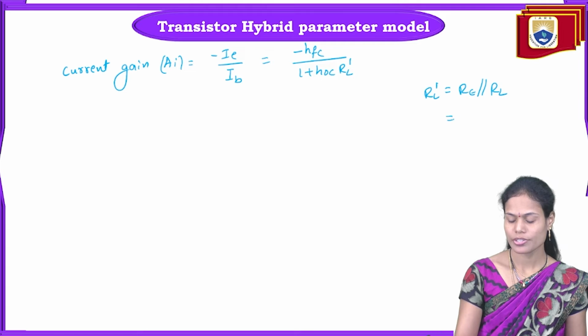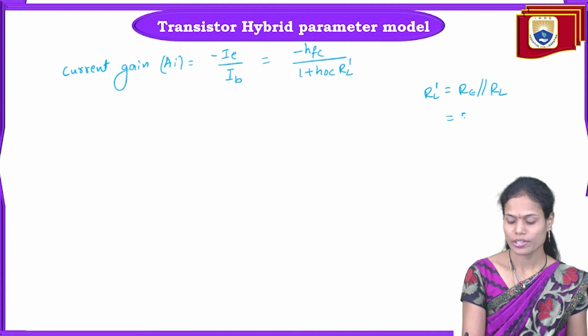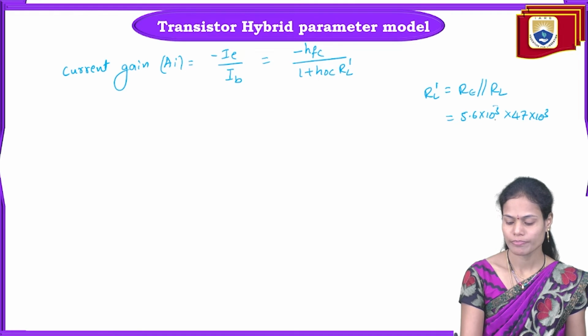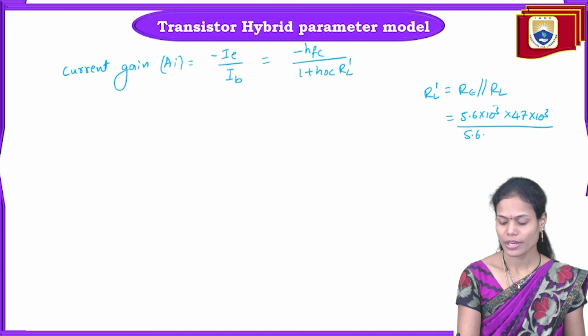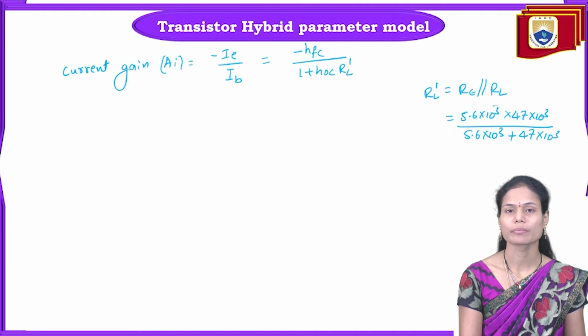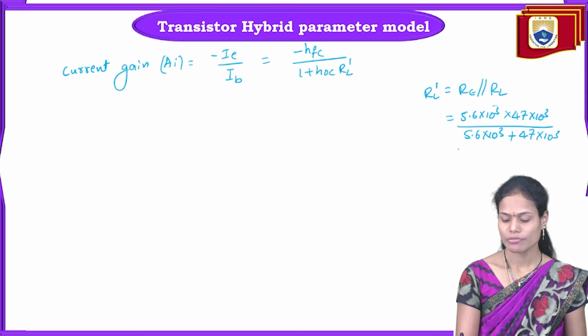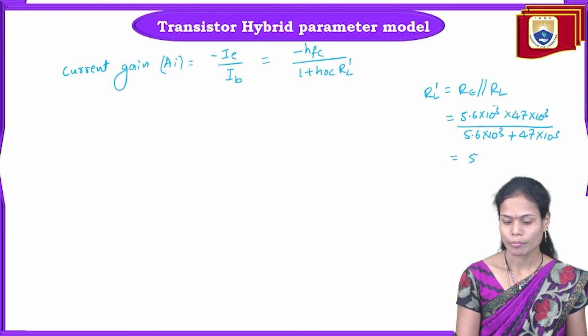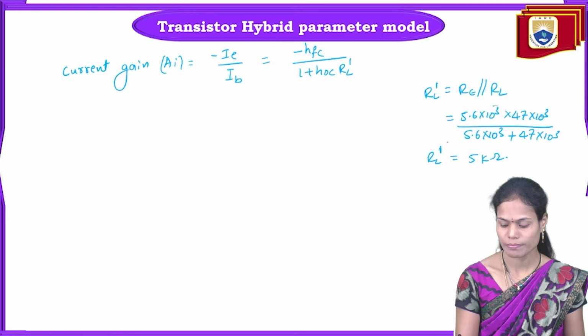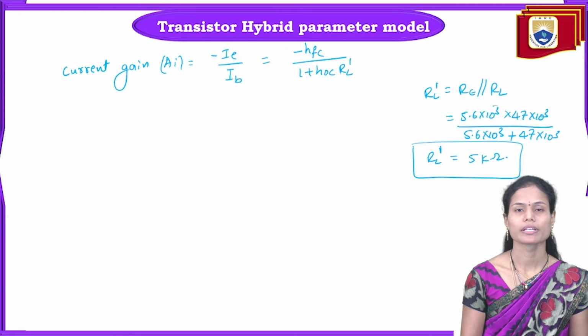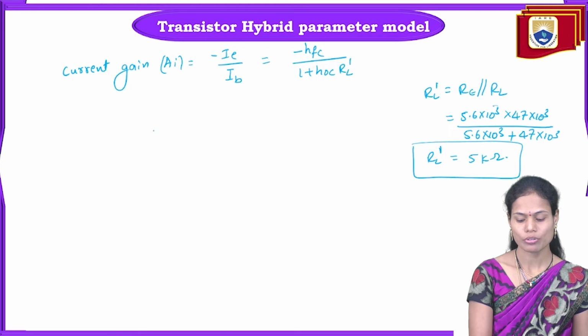So here the emitter resistance value is given as 5.6 kilo ohms and the load resistance value is 47 kilo ohms. So again it is 5.6 into 10 power 3 plus 47 into 10 power 3. If we simplify this, we will get approximately 5 kilo ohms as RL dash. Okay, approximately it is 5 kilo ohms.